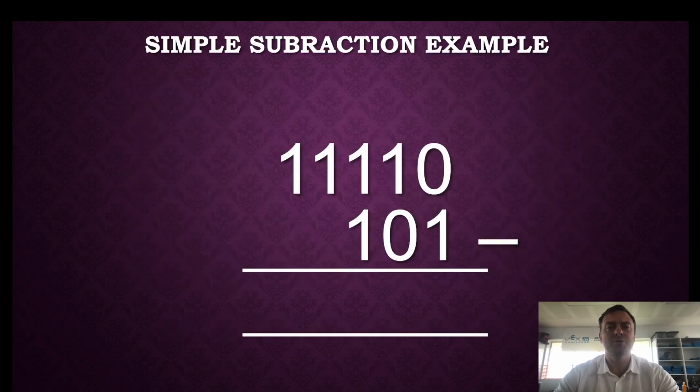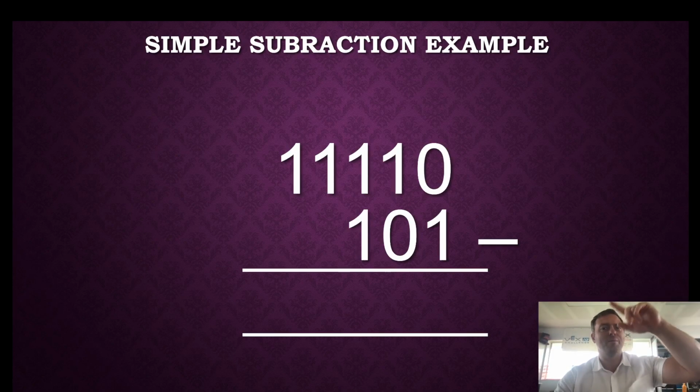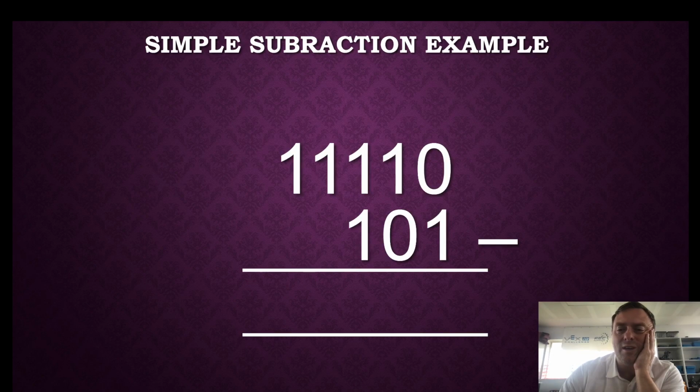So subtraction, if we had 11110 take away 101, we would follow through exactly the same as you would do normal subtraction. And that would mean you go through the columns and borrow if needed. So if you did 0 take away 1, you can't do it. So you need to borrow across, and then you would get an extra 1 across there.